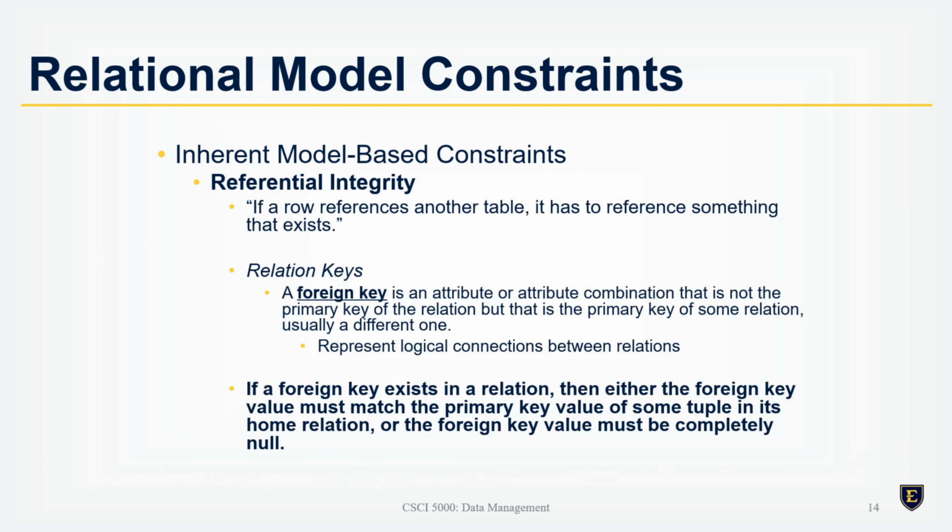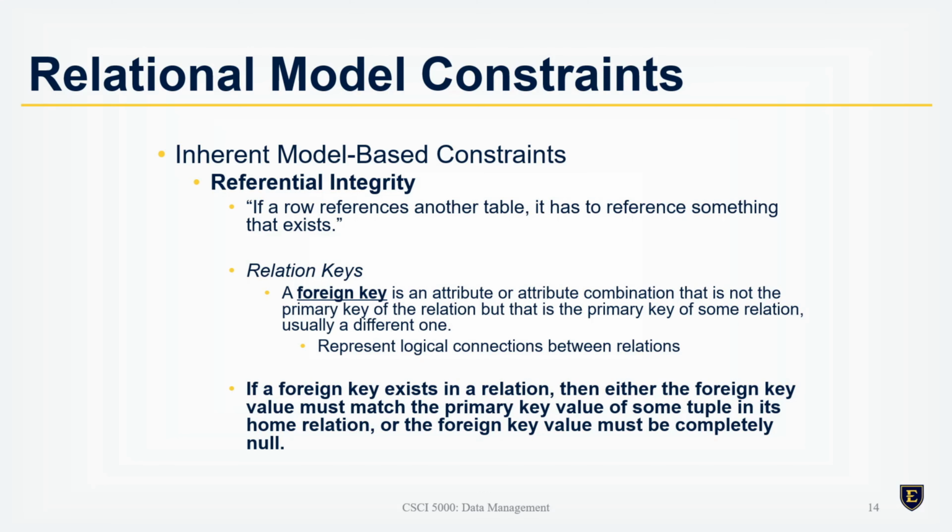The second type of model-based constraint that we need to talk about is referential integrity. If a row references another table, it has to reference something that exists. So this is implemented in the relational model as a foreign key. A foreign key is an attribute or set of attributes that is not the primary key of the relation, but it is the primary key of some relation, usually a different relation. So it represents a connection logically between the relations.